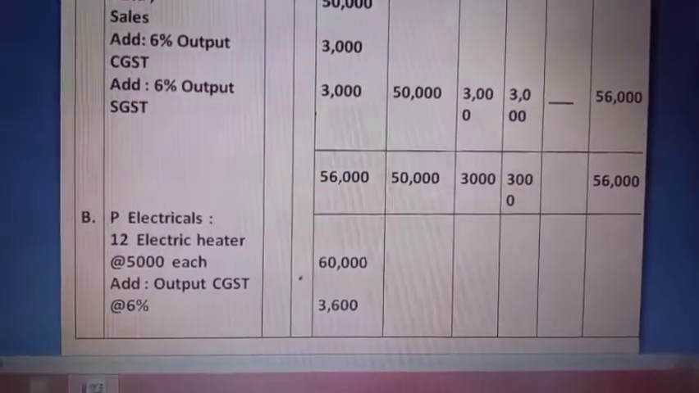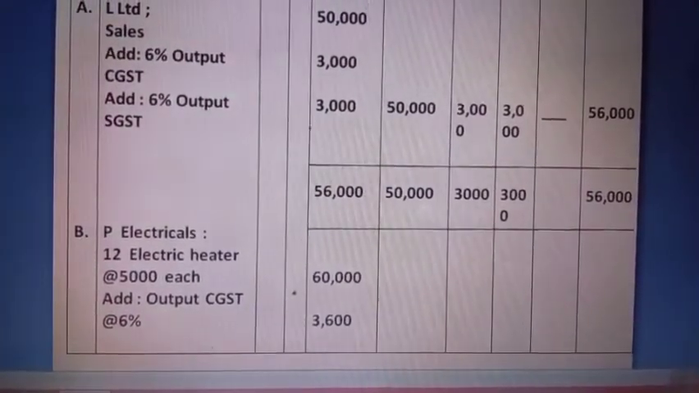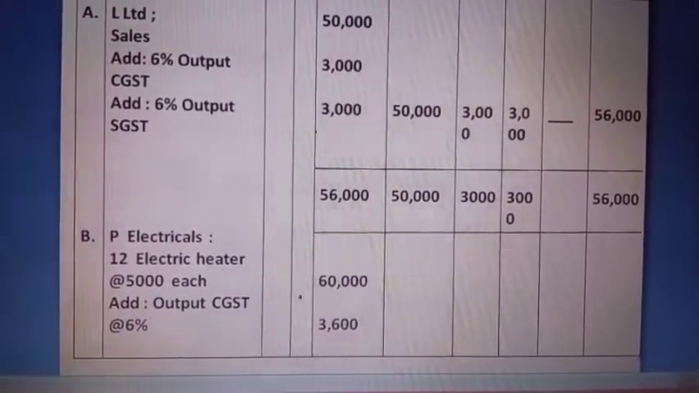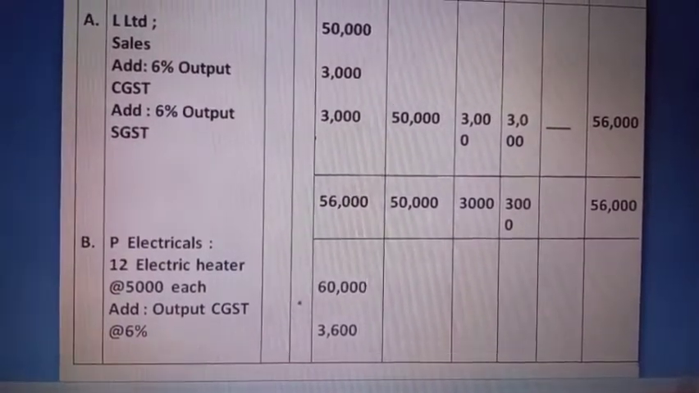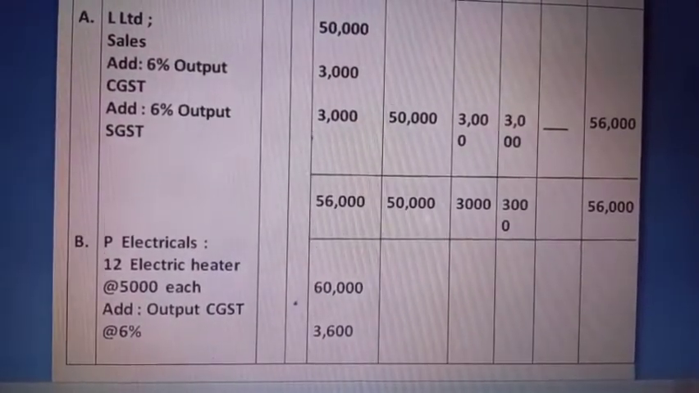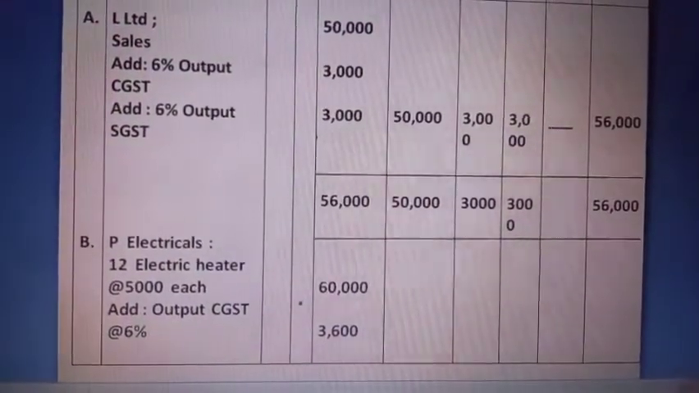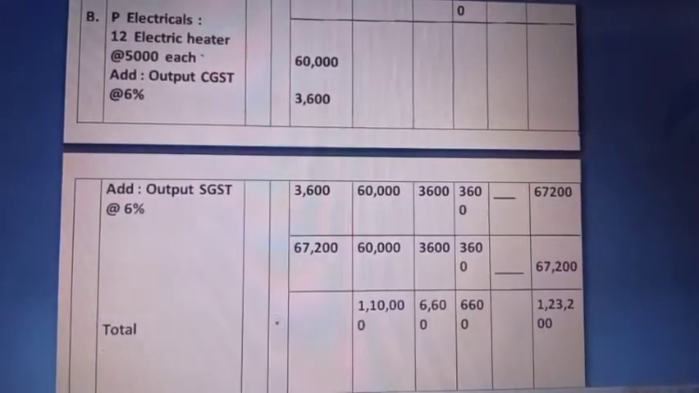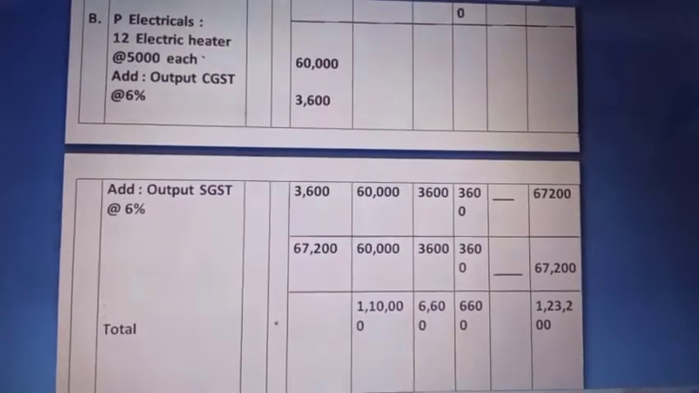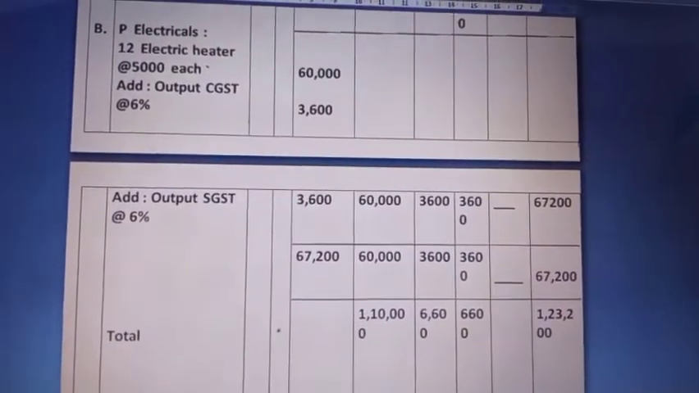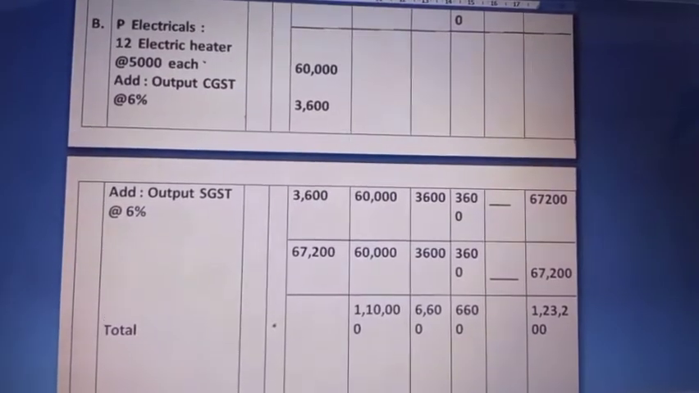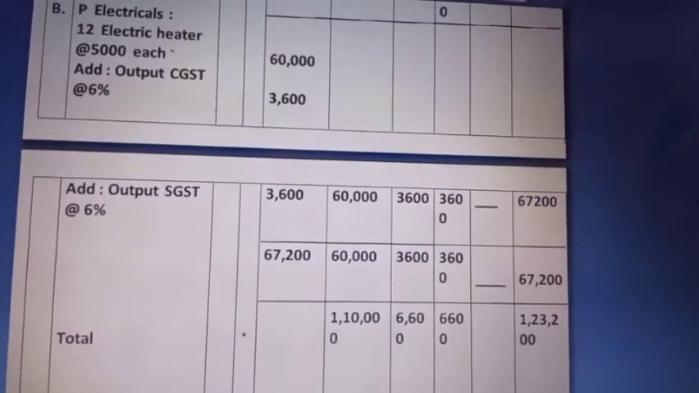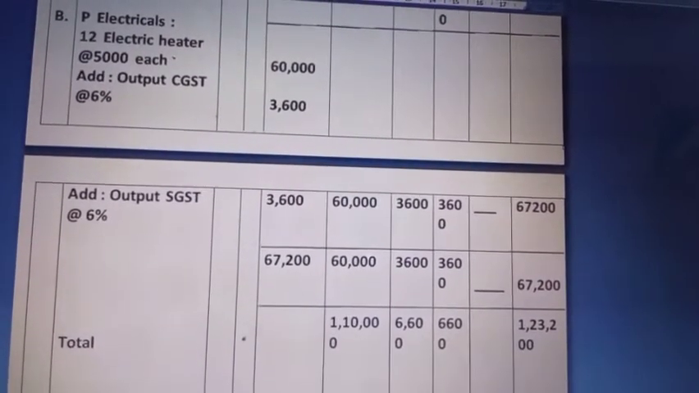Then we move on to the next transaction, number B. Here the debtor's name is P Electricals, so we write the debtor's name, and we have sold to them 12 electric heaters at rupees 5,000 each. That gives us a sales amount of 60,000. On this we add 6% output CGST, which is 3,600, and the output SGST at 6% is also 3,600. The sales are 60,000 and the GSTs are 3,600 in each category, and the total amount for this transaction is 67,200.